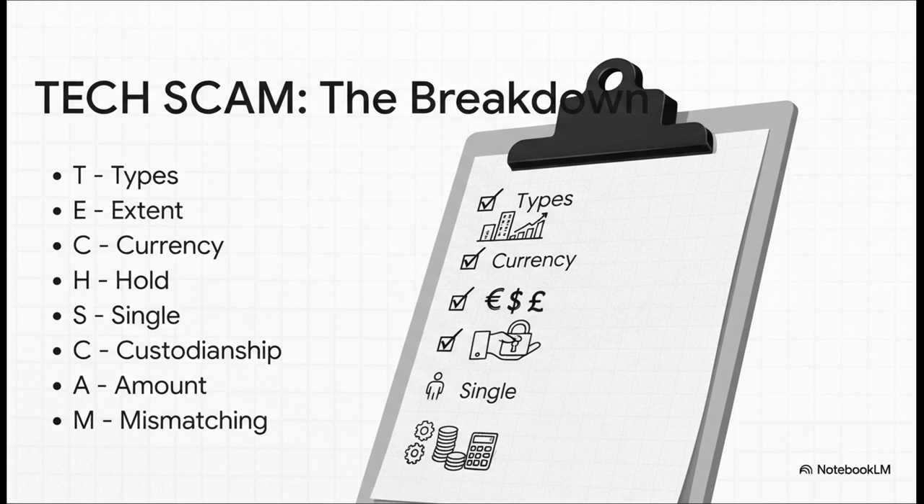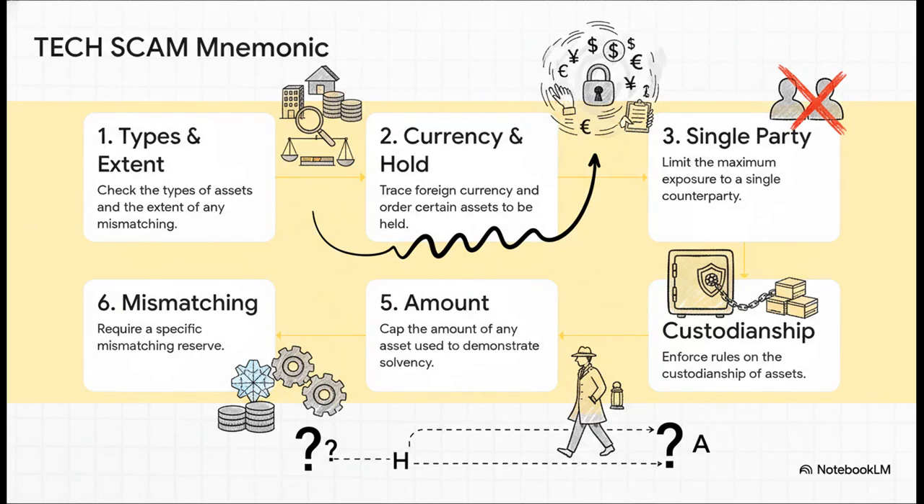Quite the list, right? Okay, to really lock this in, let's walk through the investigations step by step. Picture our regulator. First, they check the types of assets. Then, they measure the extent of any mismatch. Next, they trace all the foreign currency. After that, they issue an order: hold these specific assets. Then they limit exposure to a single counterparty and put everything into safe custodianship. They verify the total amount, and for the final move, they freeze the mismatching reserve. See? A perfect tech scam investigation.